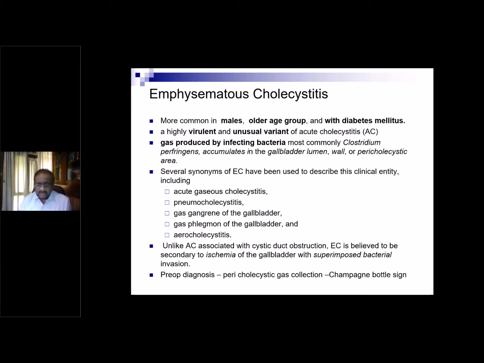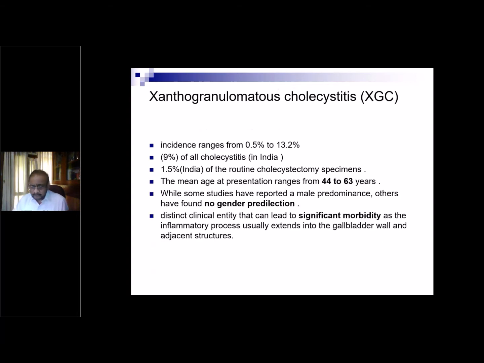Preoperative diagnosis is easy. I wouldn't say easy, but it can clearly be made out. If you remember, when we talk about the diagnostic investigations in diseases of the gallbladder, we talk about the champagne bottle sign. So here also you'll be seeing what? Pericholecystic gas collection, which is more or less confirmatory for this condition. Coming to the next variety, and that is xanthogranulomatous cholecystitis. So these are all varieties of acute cholecystitis. Don't forget that, right? Or variants of acute cholecystitis.